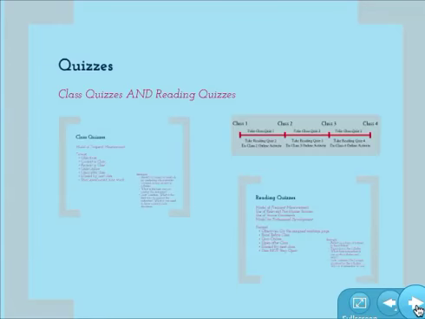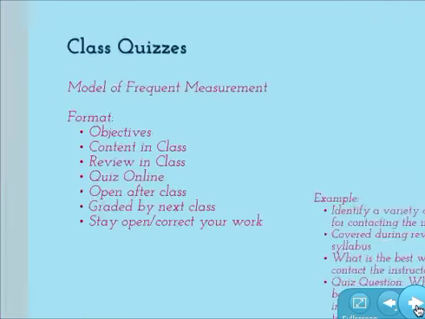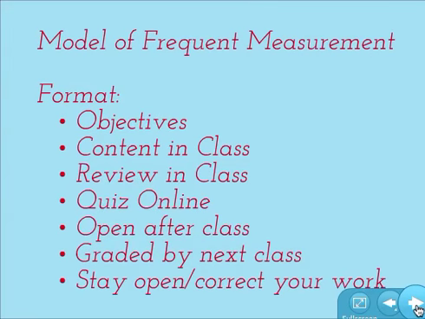There are class quizzes and reading quizzes. And there are 12 sets of quizzes, so that means 24 quizzes. Class quizzes for me are a good model of frequent measurement, and I believe in frequent measurement. I will know week to week what everybody understands, because after every class period you're going to take a quiz on what we did in class. I'll know immediately. I'm not going to wait for a midterm, I'm not going to wait for a final to find out that you don't understand. If you don't understand, something's gone wrong and I need to reteach it. Right?